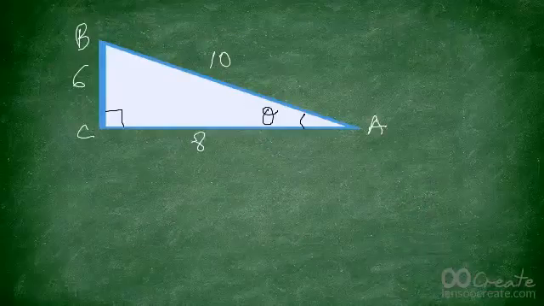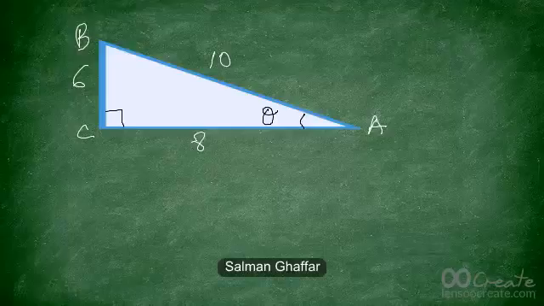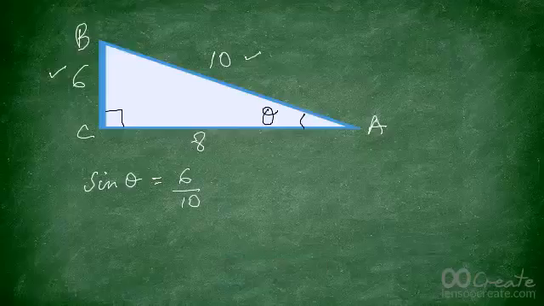Now let's consider this triangle that I've made here, which has the angle theta and three sides. The length of BC is 6, the length of AC is 8, and the length of AB, which is the hypotenuse, is 10. And the question says, what is the value of sine theta? Now think about it. Sine is opposite upon hypotenuse. So which side is opposite theta? That's right. That's 6. And what's the length of the hypotenuse? 10. Correct. So sine theta is 6 upon 10.